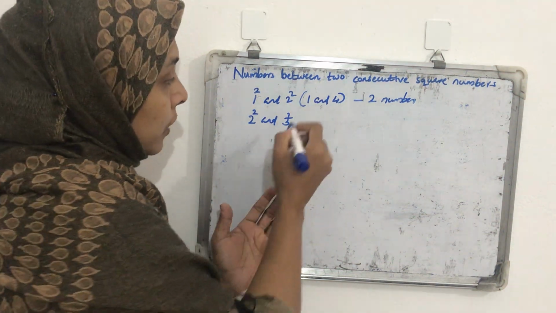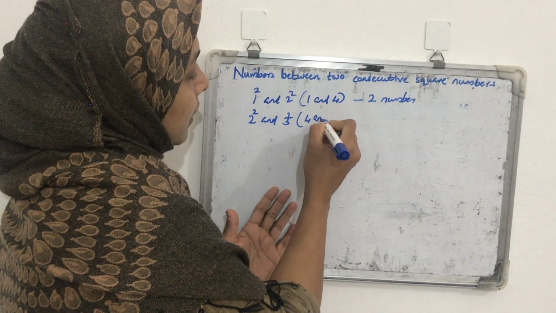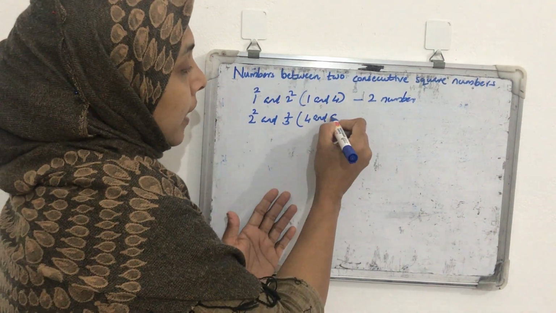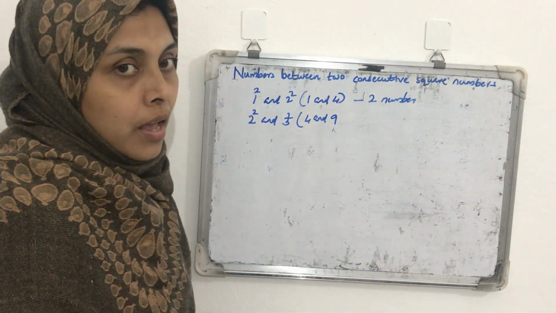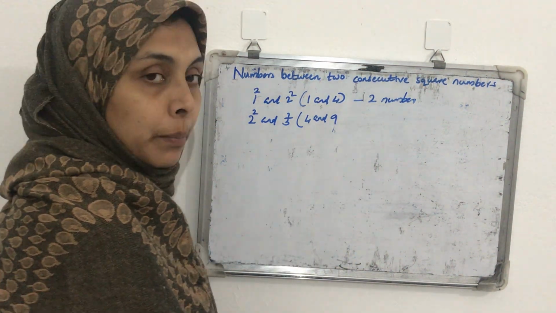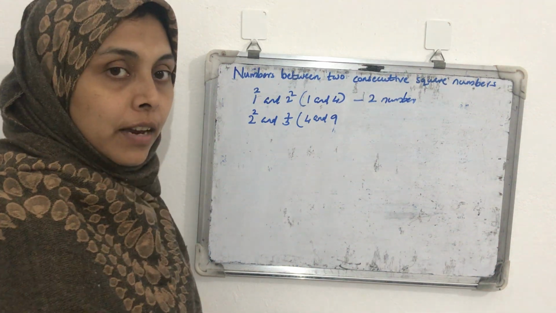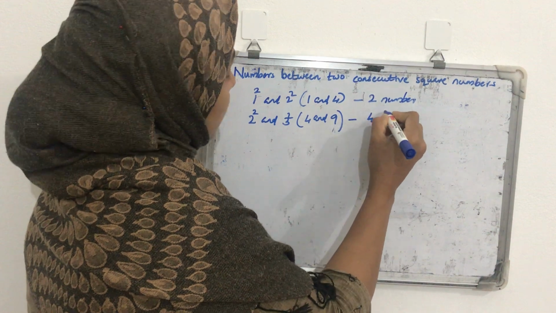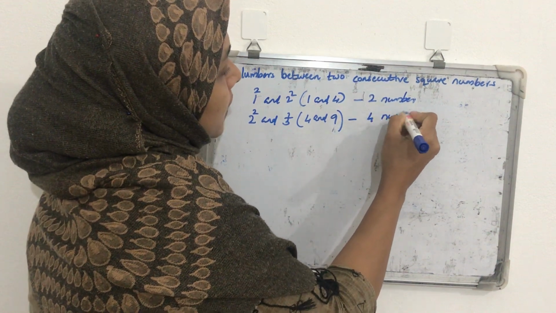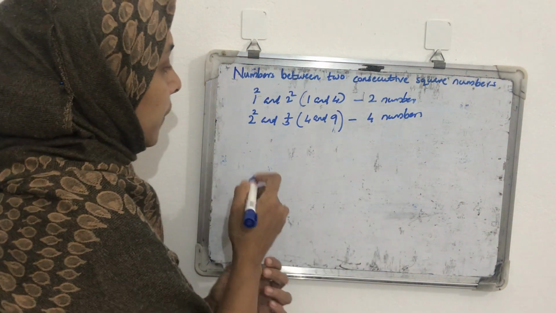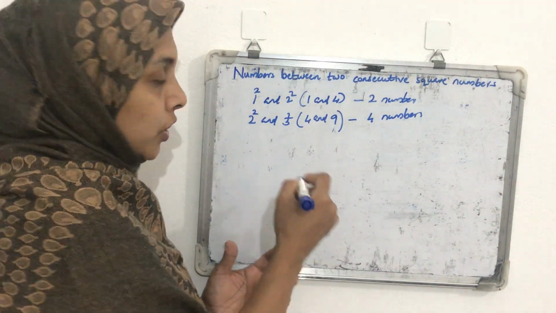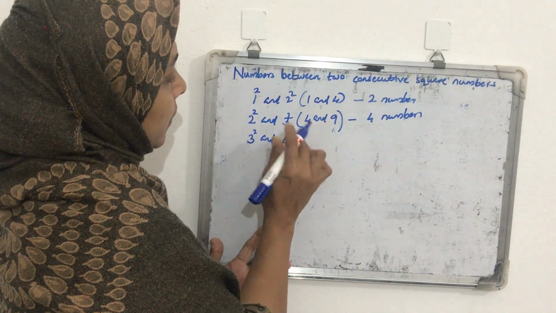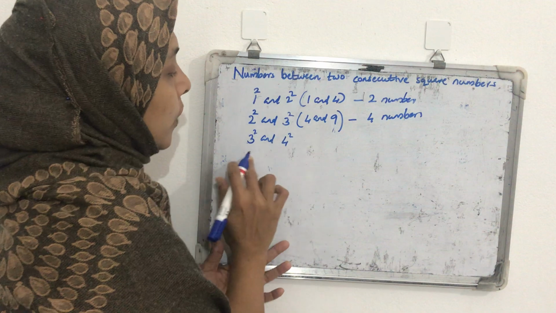Between 2 square and 3 square means between 4 and 9. 2 square is 4 and 3 square is 9. So in between 4 and 9, how many numbers are there? It will be 5, 6, 7, 8. So 4 numbers are there. Just like this we can find out for the next consecutive square numbers, 3 square and 4 square.